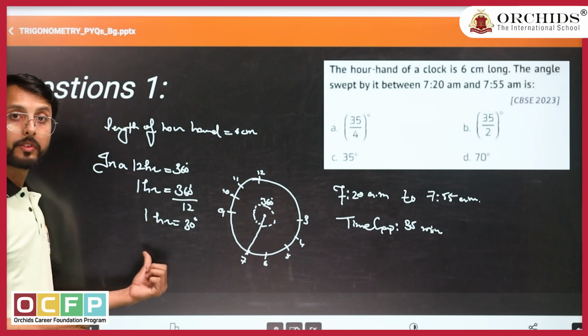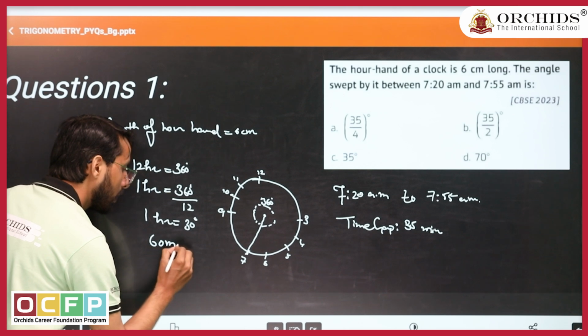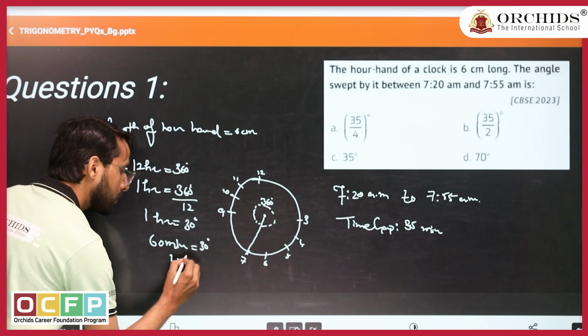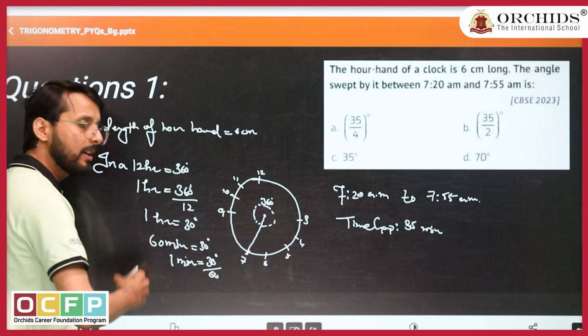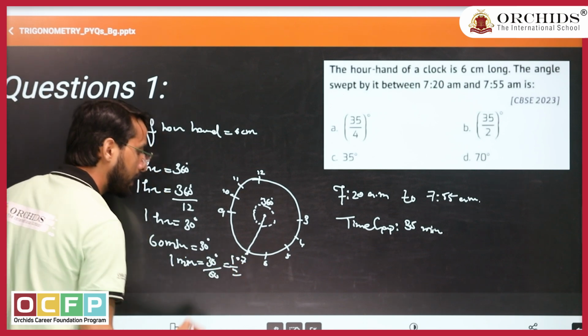And what we have got on the left hand side, 1 hour is equal to 30 degrees, it means 60 minutes is equal to 30 degrees. So what is the value for 1 minute? This is just the unitary method which we have learned in our lower grades, 30 by 60. So 30 by 60 is nothing but 1 by 2 degree.